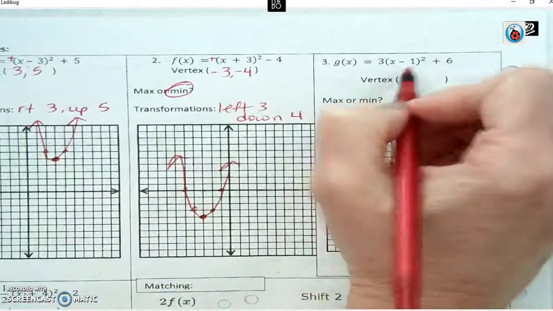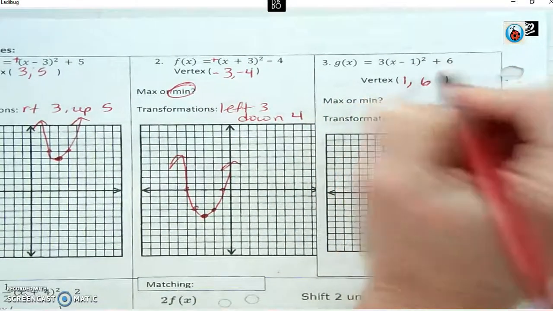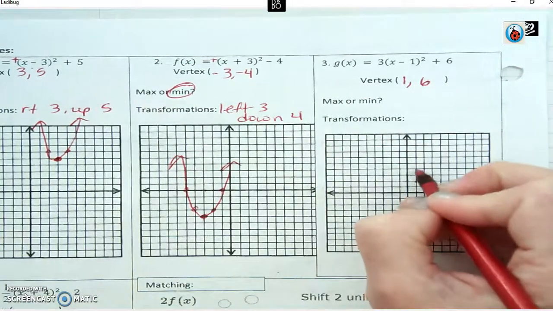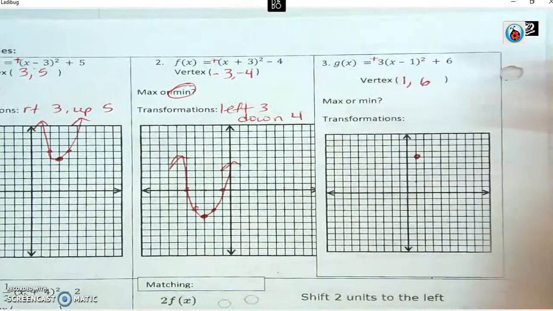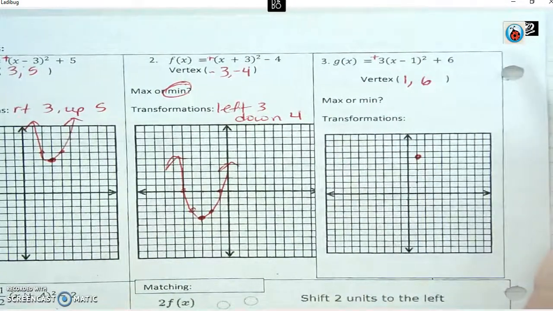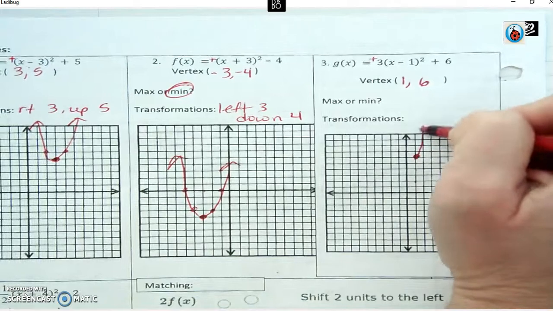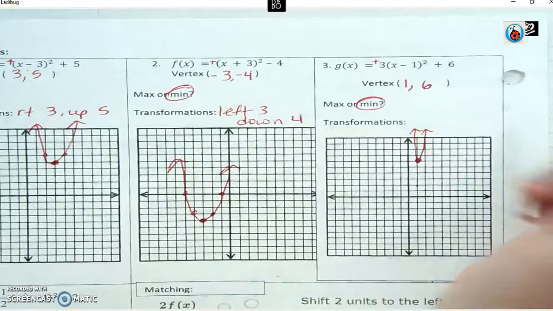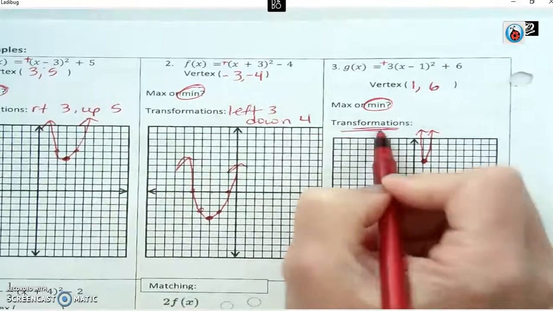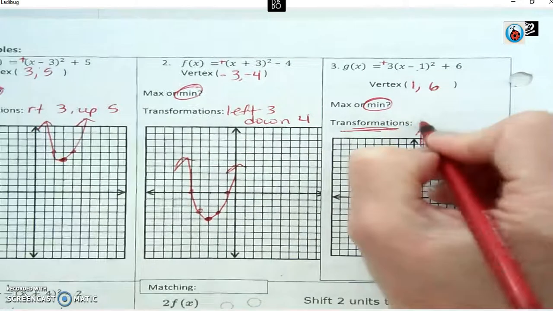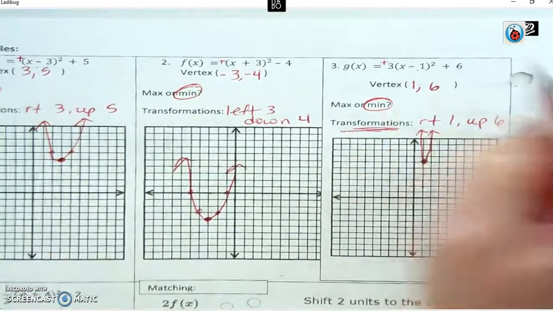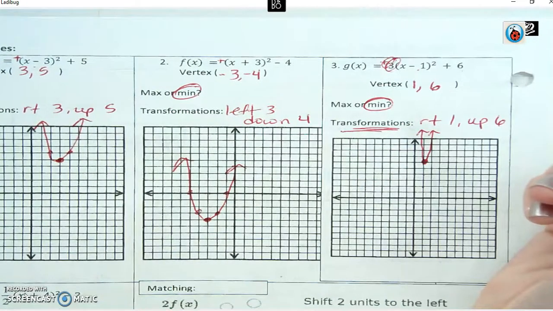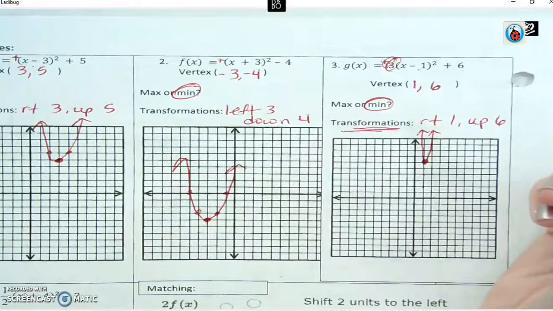All right, this one, your vertex is +1, +6. And so 1, 6. And got a +3 in front. So it still opens up and it's going to be skinny. So it's still a minimum because it opens up. And for transformations, it goes right 1 and up 6. But then you have to talk about what this 3 does. It's a dilation because you're multiplying. But instead of using the word dilation, we're going to say either a stretch or a shrink.